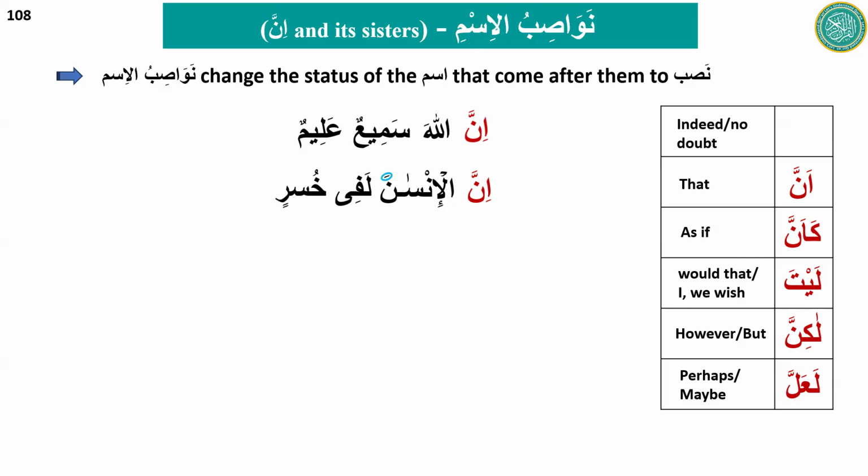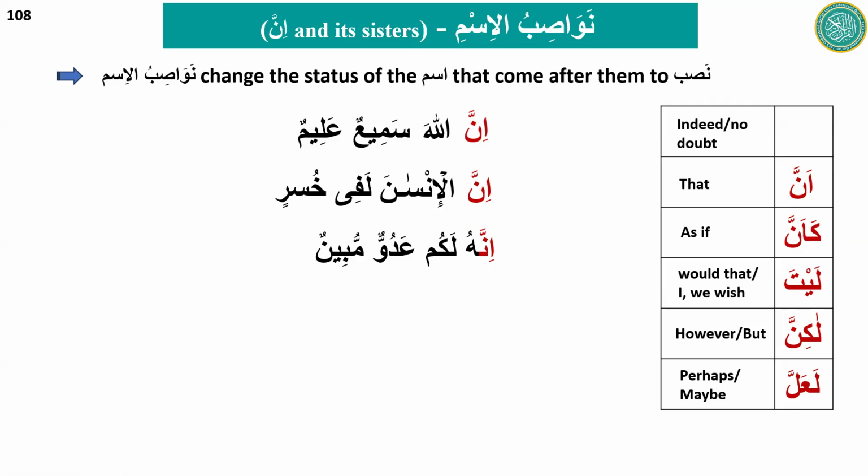So inna is a nasib and al insana is now mansoob. The meaning of insan has not changed. It still means human. Meaning is still the same, but only the status has changed. Indeed, the human is for sure in loss. So this is what inna does, and its sisters. All six of them do the same thing. So inna herself is one nasib, and it has five sisters. Okay, next one.